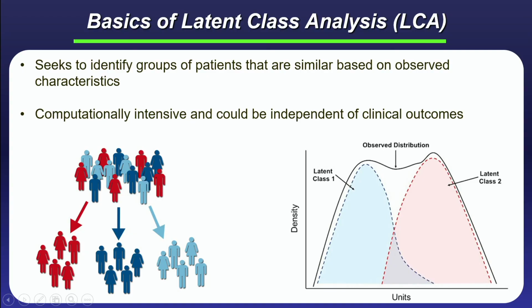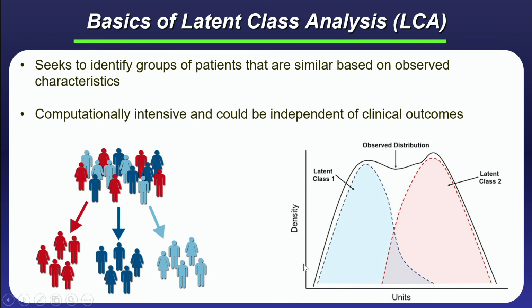And LCA asks the question whether the data distribution is better in a 2-class model versus 1, compared to a 3-class model versus 2, and so on. One of the points to highlight is that, unlike regression analyses, this type of approach can be independent of clinical outcomes. For example, you can use baseline clinical data that was collected prior to randomization in a clinical trial to identify these subgroups.